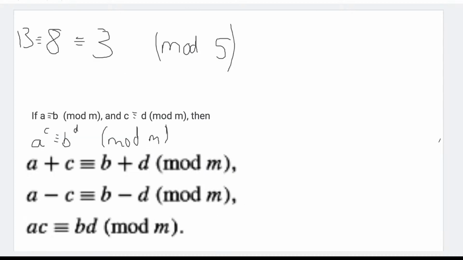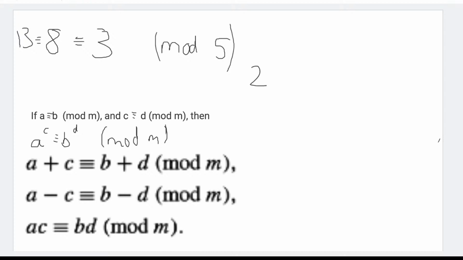Now, some properties. For example, if we have A equals B mod M and C equals D mod M, then these properties will always be true. I will show you with some basic examples. Pretend we have 2 equals 4 in mod 2, and then we have 3 equals 5 in mod 2, which is indeed true because the remainder is 0 for the first case and the remainder is 1 for the other case.